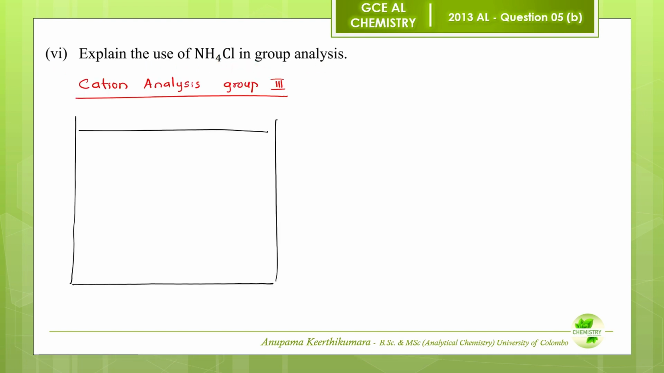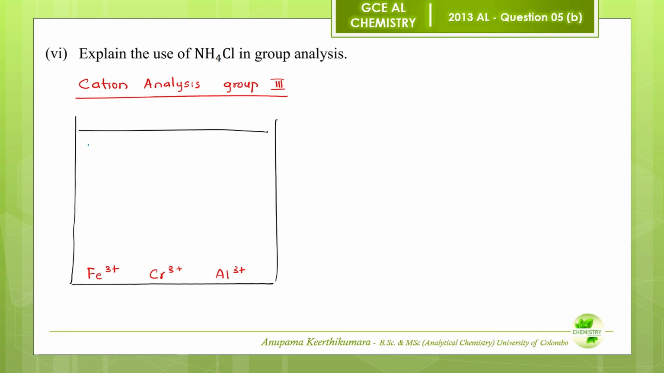Now we will move to the cation analysis, group 3. The reagents of group 3 in cation analysis are ammonium chloride and ammonium hydroxide. In the presence of these two reagents, Fe3 plus ions, chromium 3 plus ions and aluminium 3 plus ions give the respective hydroxide precipitates. Now we will discuss the theory behind this precipitation.